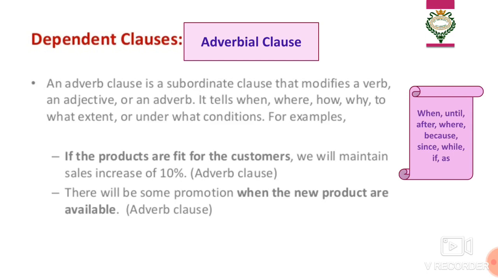Say for example, there will be some promotion when the new product are available. So when the new product are available is giving a condition of the work, that is promotion. So this is adverbial clause.